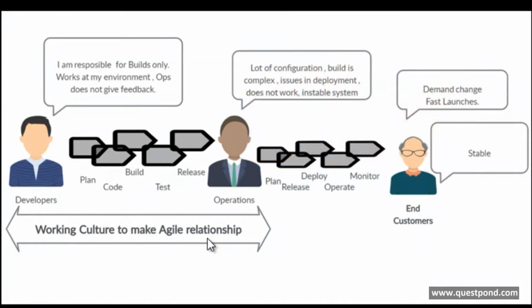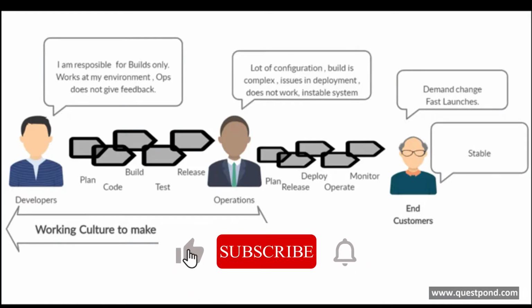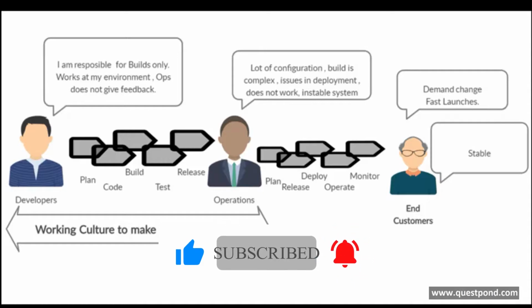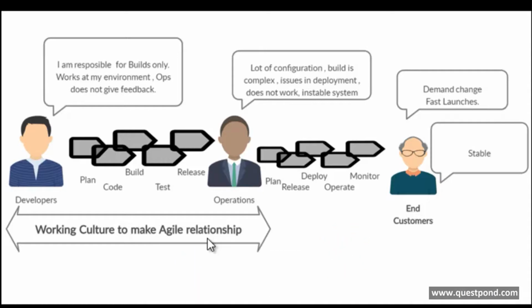Once the relationship between the developers and the operations department becomes agile and better, you can deliver faster, and you can deliver a stable product. So DevOps is nothing but trying to improve the working culture between the dev and the operations departments to make the relationship better, so that we can have a better delivery, a stable delivery, and a faster delivery.